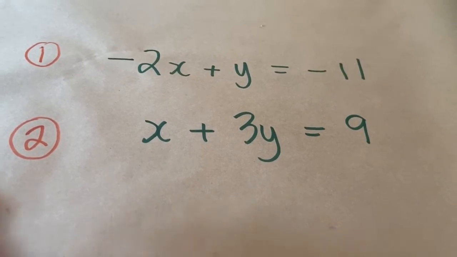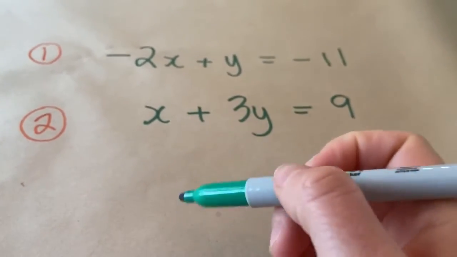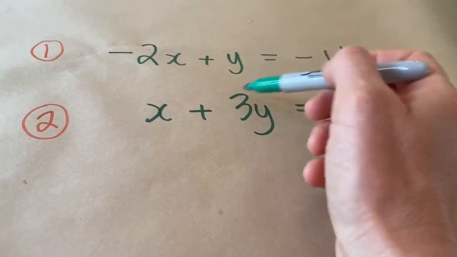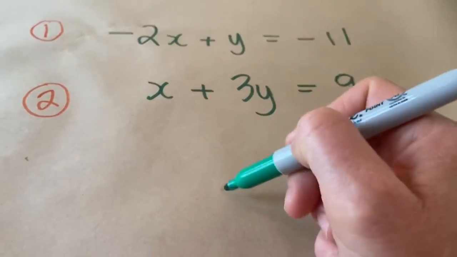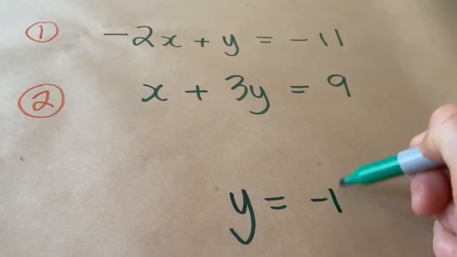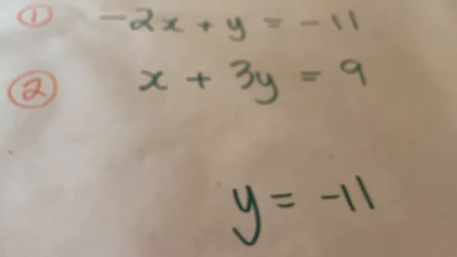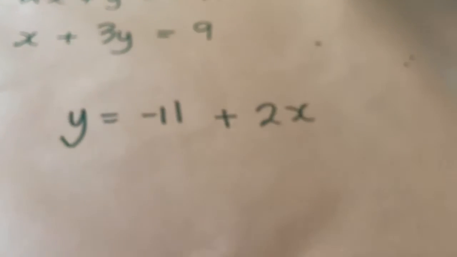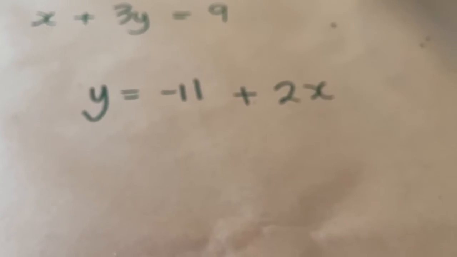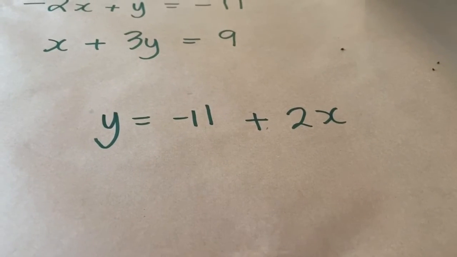So I'm going to take equation number 1 and I'm going to change that to be y equals. So if I want this to be y equals, I want to move the minus 2x to the other side. So equation 1 would become negative 11. Minus 2x on the other side would become plus 2x. Okay. So here is one of my equations, and this equation is y equals.